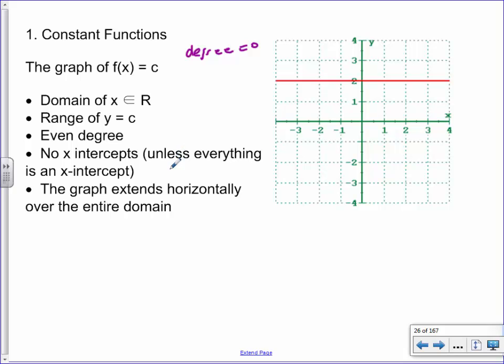If it was right on the x-axis, so you're right, which is 0, yeah. If you had the line y equals 0 straight across this, I guess in that case, literally everything would be an x-intercept. It's kind of weird. So, okay, let's try the next example.